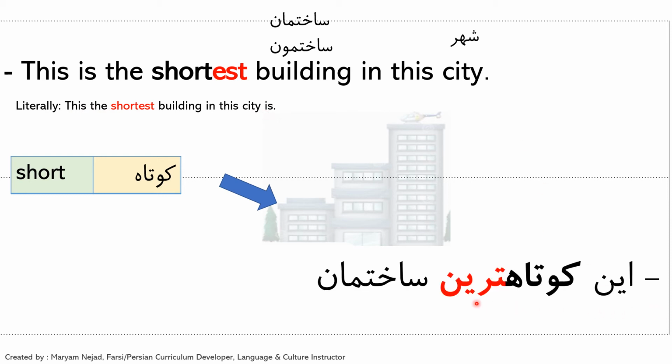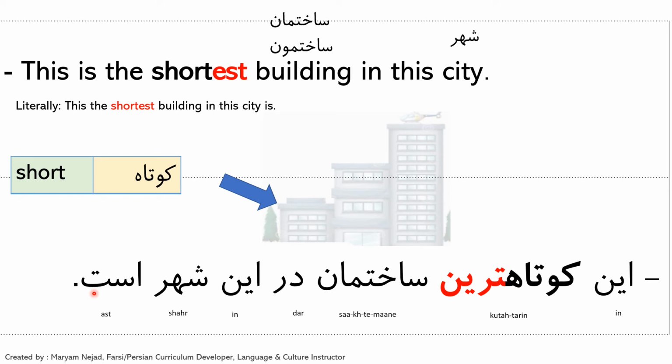این کوتاه‌ترین ساختمان در این شهر است. And the informal of ساختمان, we said it's ساختمون, and the informal of dar is to. We learned that in the previous lesson. And then the contraction of شهر است is شهره. So this sentence in informal and a little bit faster is این کوتاه‌ترین ساختمون تو این شهره.